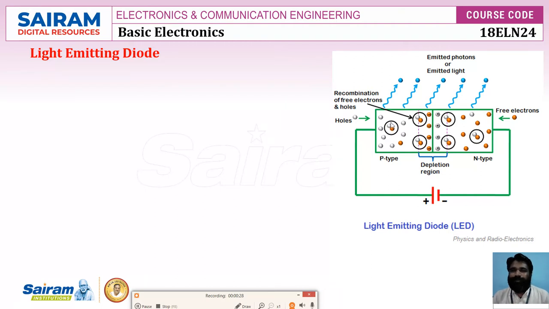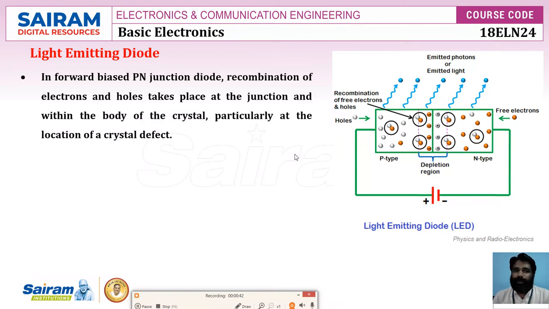As we know, there is a recombination of electrons, free electrons and holes. When the recombination happens, the light emits. These emitted photons are light. In a forward biased PN junction diode, recombination of electrons and holes takes place at the junction and within the body of the crystal, particularly at the location of crystal defect.